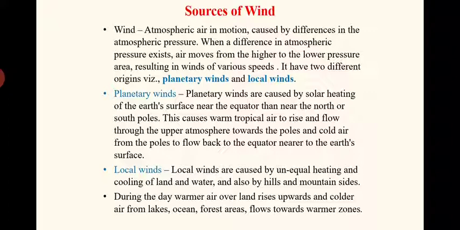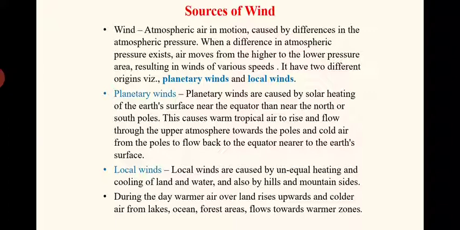Planetary winds are caused by solar heating of the earth's surface near the equator more than near the north or south pole. See, the equator of the earth is always facing the sun, so more thermal energy is received by the equator than the north and south pole. That we already know. The temperature at the north and south pole is very low, and even ice glaciers are there at the north and south poles. The reason is the temperature is very low.